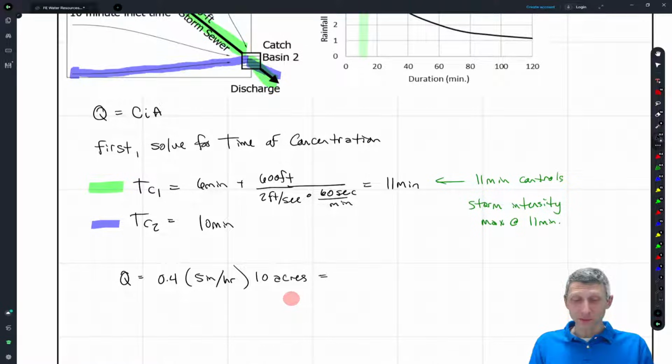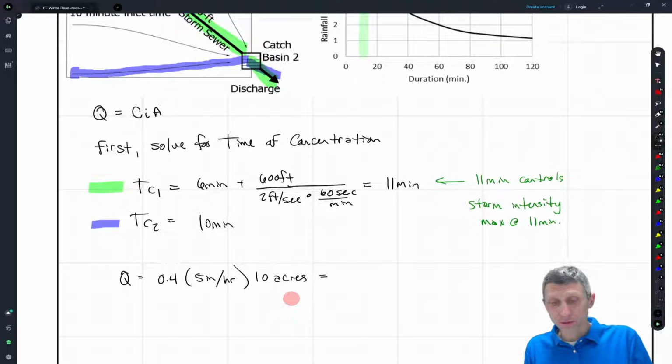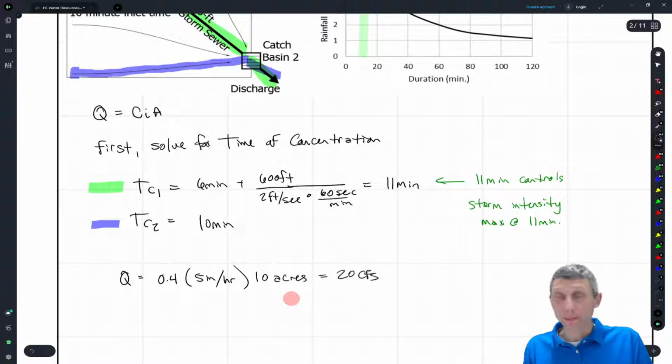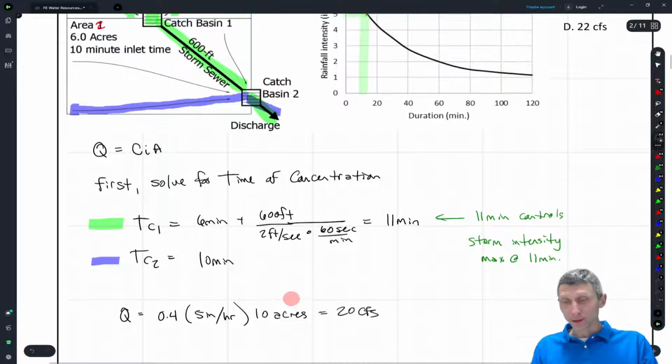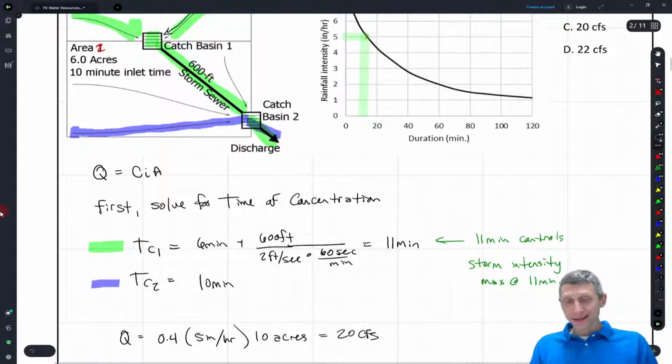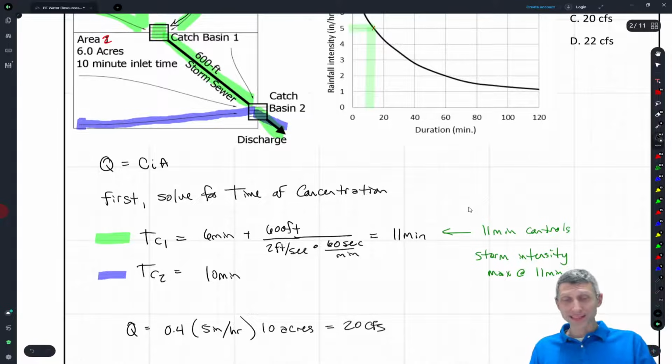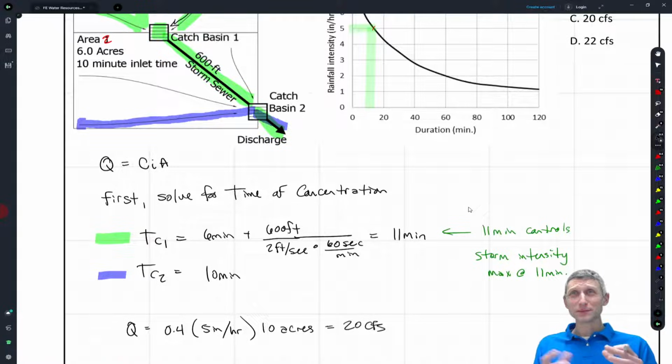So what do we get? We get 0.4 times 5 inches per hour times 10 acres. And with that, we just get 20 CFS, so 20 cubic feet per second. So that's kind of the first step here, is just to take a look at flow from a site. And you might be given a duration intensity curve, you might be given some catchments, you might have to solve for the time of concentration. But again, what we're looking for is the maximum time of concentration for the peak intensity for this storm, and that's going to give us the runoff for that design storm.